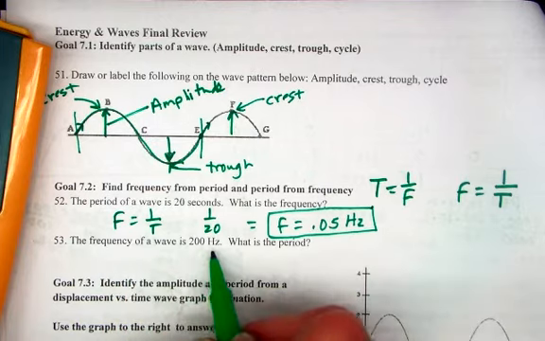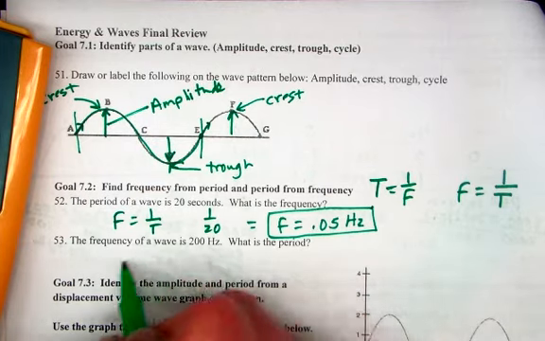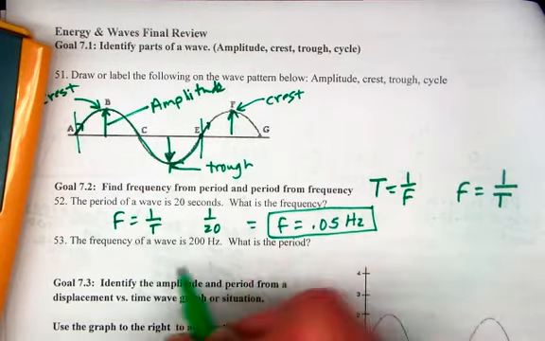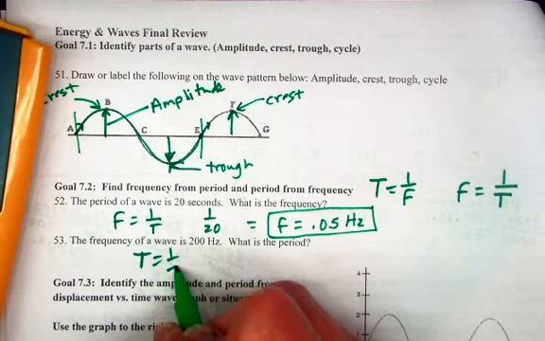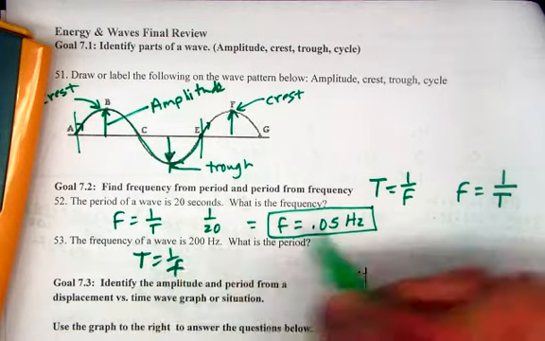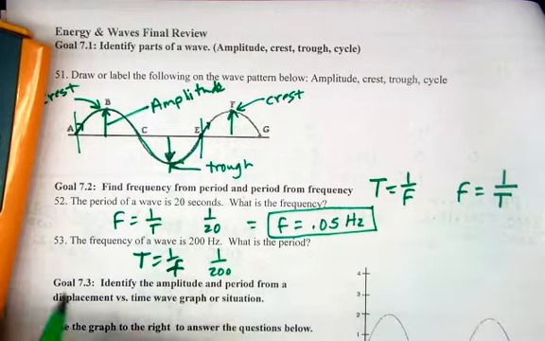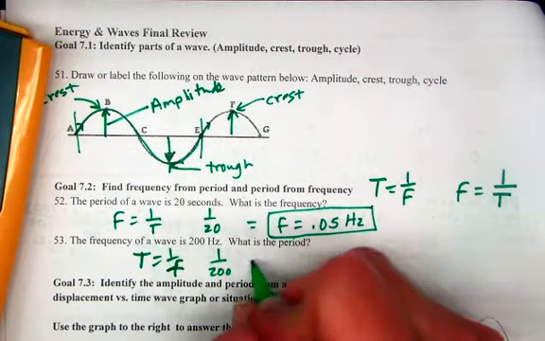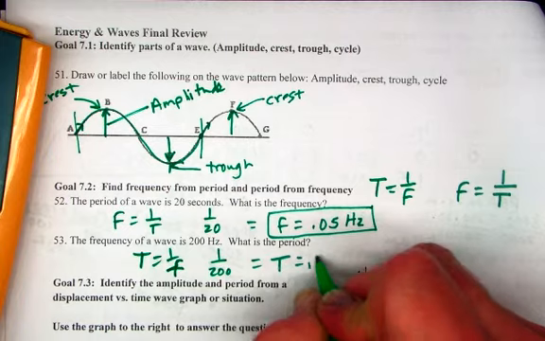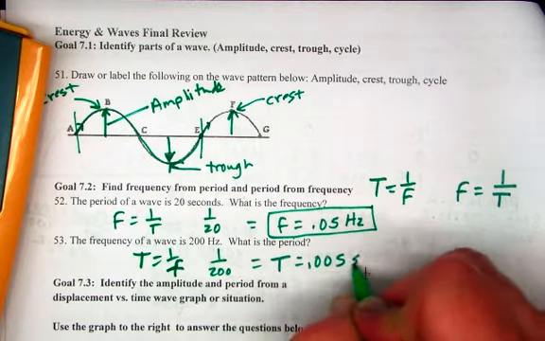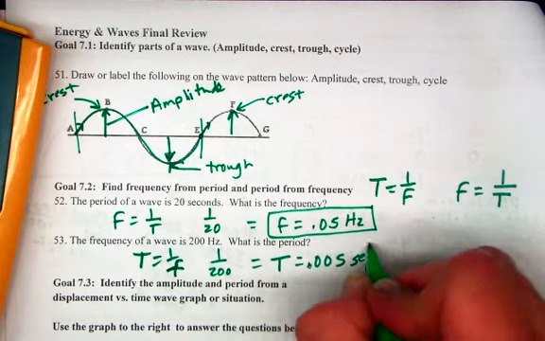The frequency is 200 hertz. What's the period? So now I'm going to use this equation. Period is 1 over frequency. So I'm going to plug in 200 for my frequency. 1 divided by 200, the period would be 0.005, and period is always in seconds.